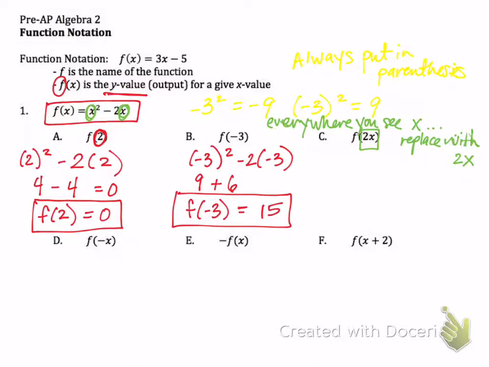x. So I'm going to write it as, and remember to keep it in parentheses, going to write this as (2x) squared minus 2 times 2x. So what I did is I put a 2x everywhere that I have an x. I'm just replacing it, kind of like I'm doubling the function.